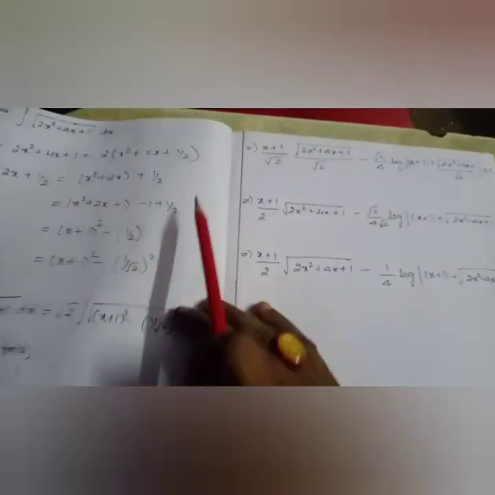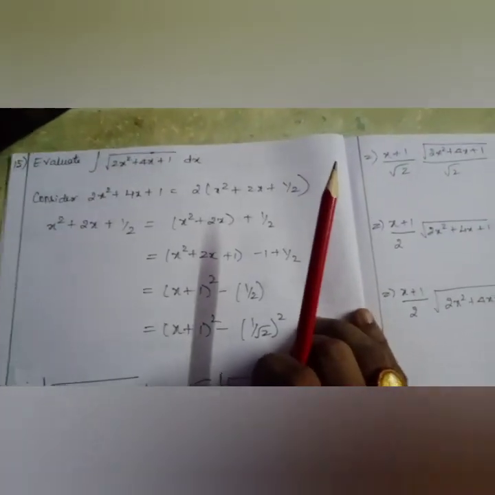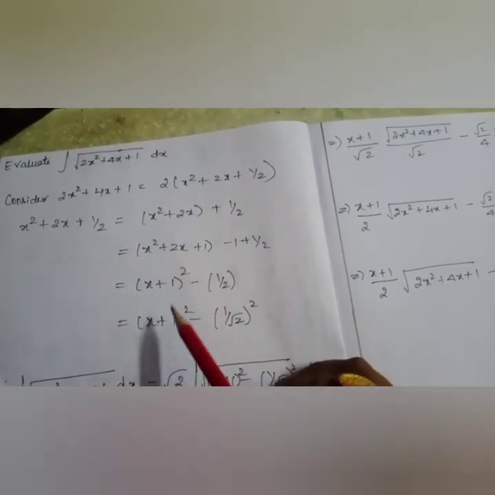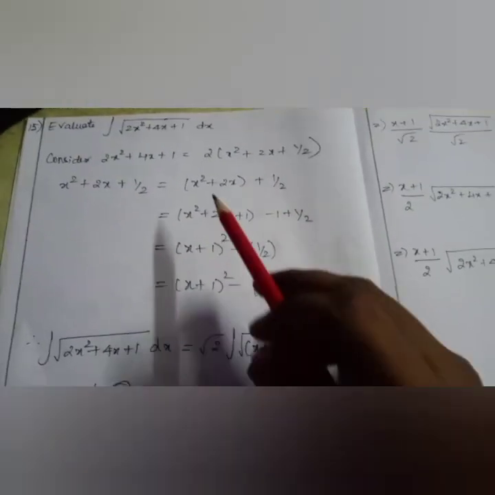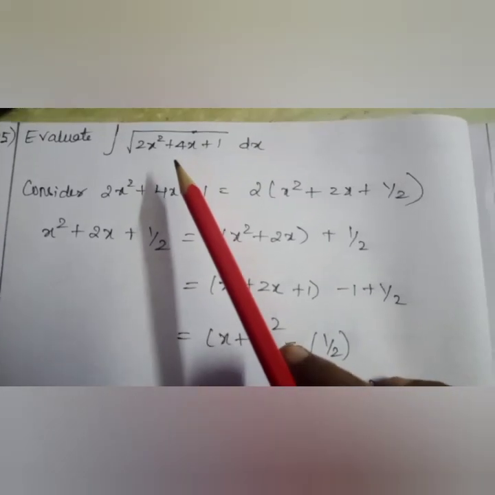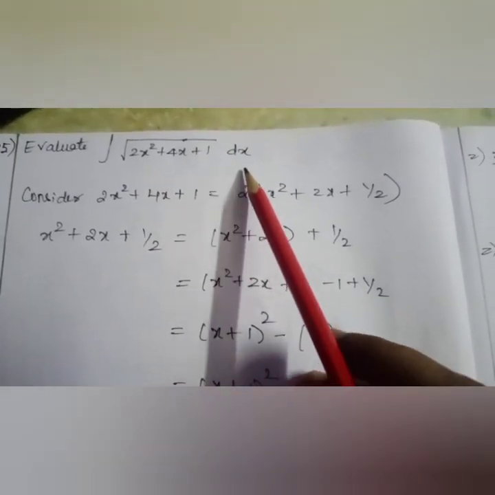We will move on to the next sum, 15th sum. Only one more sum is pending, 16th sum, that you can do by the conjugate method, multiplying and dividing by the conjugate. Now we will see the 15th sum. Evaluate integral root of 2x square plus 4x plus 1 dx.